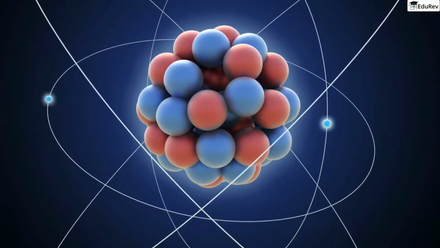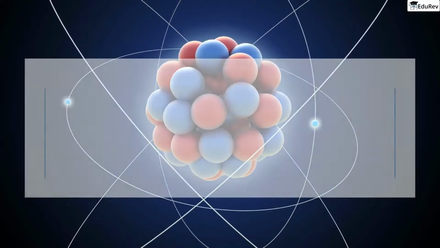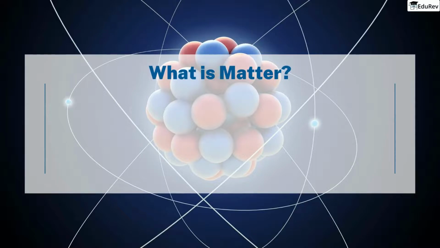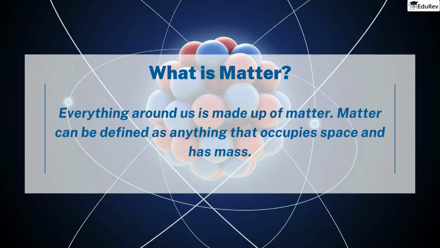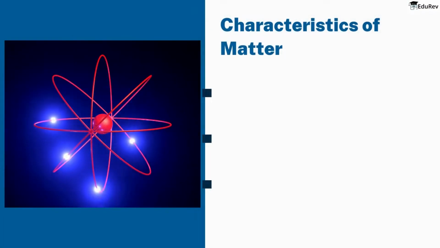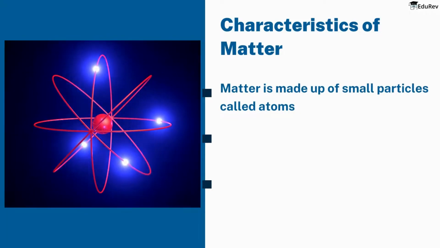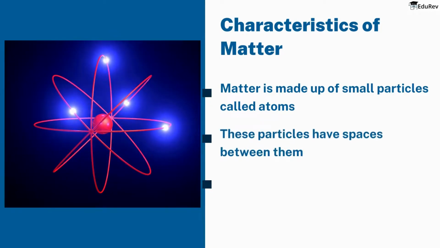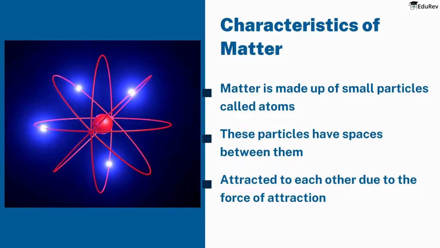Now that we understand how matter has been classified in the past and present, let's define what matter actually is. Simply put, everything around us is made up of matter. Matter can be defined as anything that occupies space and has mass. So, what are the characteristics of matter? Firstly, matter is made up of small particles called atoms, which are constantly moving. These particles have spaces between them and are attracted to each other due to the force of attraction.